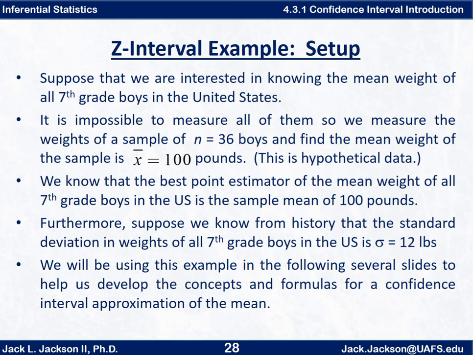Now, furthermore, suppose we know from some historical data that the standard deviation in weights of all 7th grade boys in the United States is sigma, which equals 12 pounds. Again, that's probably an unrealistic assumption, but let's make it anyway. And we're going to be using this example in the following several slides, and this video and the next one at least, to help us develop concepts and formulas for confidence interval approximation of the mean in this case. So the point is we're looking for the mean of the population, mu. We don't know what it is. We think it's probably close to 100. So we have a point estimate already.